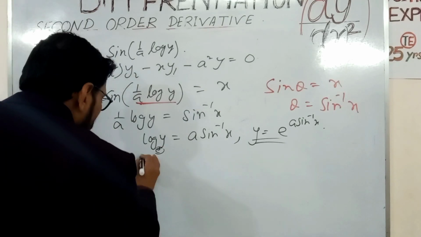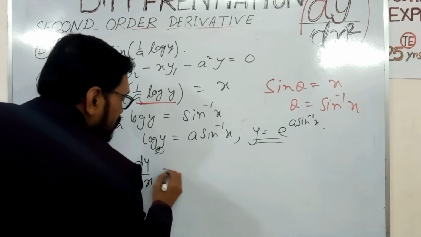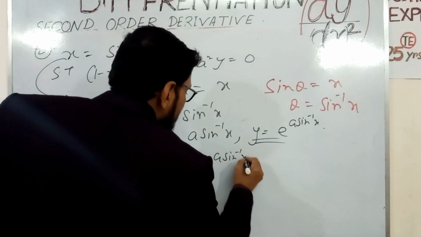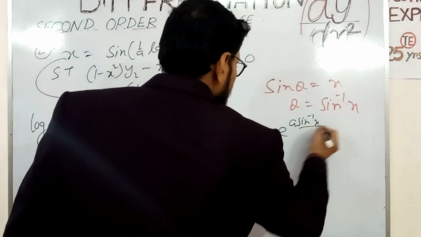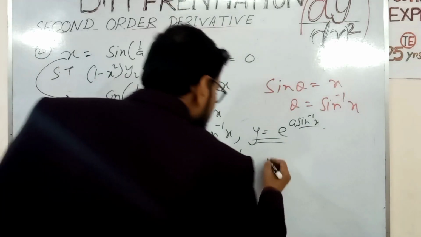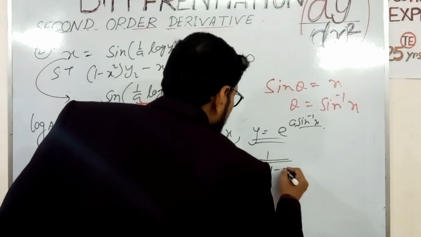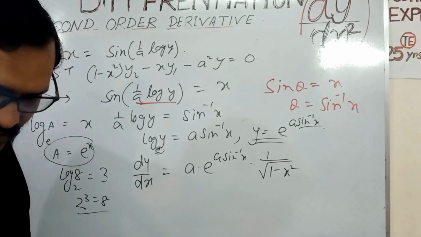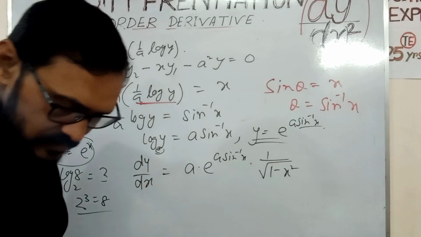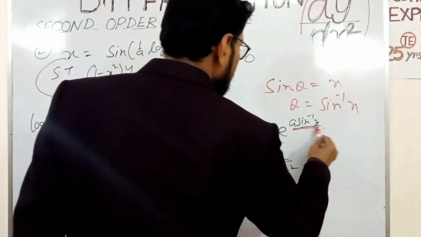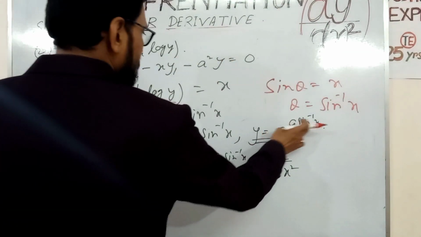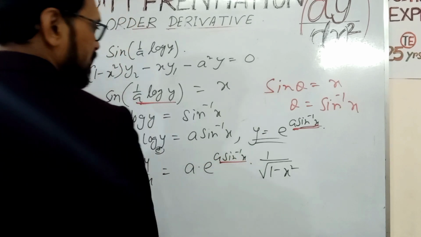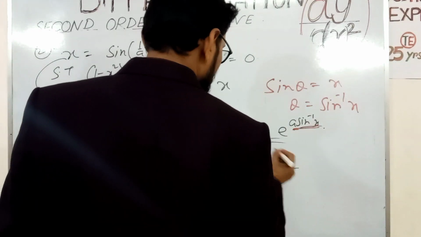What we get? dy by dx equals a into e to the power a sine inverse x, into the derivative of sine inverse x, which is 1 by root over 1 minus x square. This is the chain rule method. We can differentiate e to the power m sine inverse x as m into e to the power of this whole thing, into the derivative of sine inverse x.